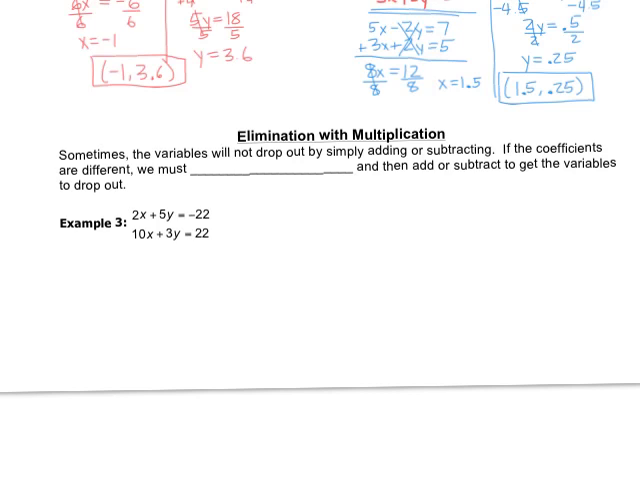Okay, so looking at the next section, it says sometimes the variables will not drop out by simply adding or subtracting. Some teachers teach subtracting. I don't like to go down that route because then you get confused on when you're adding and subtracting. It screws everything up. So if the coefficients are different, as we've experienced here, with 5x and 5x, we must multiply.